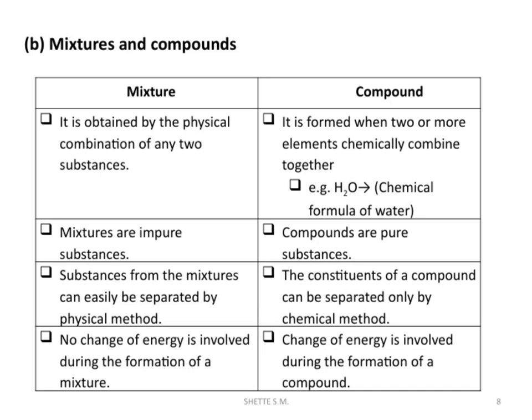Let's take a closer look at mixtures and compounds. A mixture is obtained by physically combining two substances, meaning you can mix them together without changing their individual properties. For example, think of a salad or salt dissolved in water. Mixtures are generally impure because they contain more than one substance.